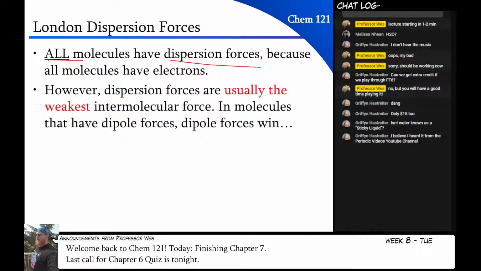And so you're going to have to check which forces are available in the given molecule. London dispersion is easy. Everything has it. So if you don't have anything else, you just say that and you're done.